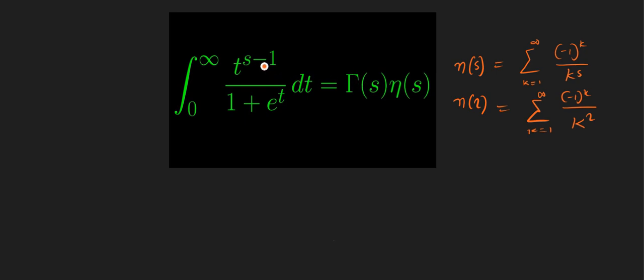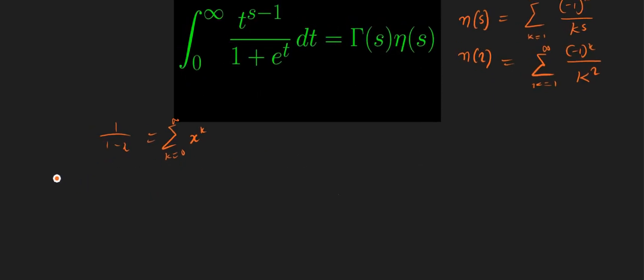One way to prove this is to notice that we can express this denominator as a geometric series. For example, we know that 1 over 1 minus x is the sum as k runs from 0 to infinity of x to the k power. So for that reason, we are going to express 1 over 1 plus e to the t power by multiplying both top and bottom by e to the negative t. You will get e to the negative t all divided by 1 plus e to the negative t power.